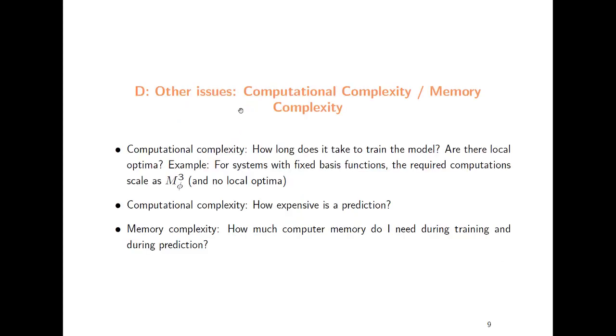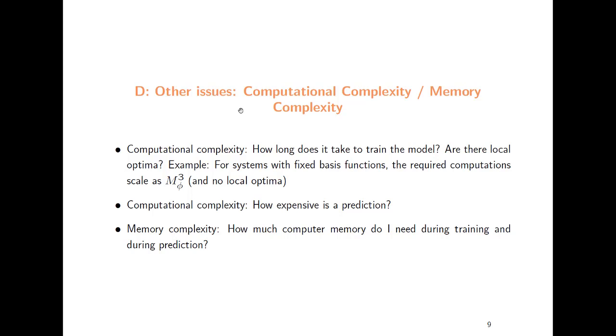And then there are some other issues. Computational complexity, memory complexity. We will not discuss this too much, but for example, how long does it take to train the model? And for systems with fixed basis functions, this is typically on the order of the number of parameters to the power of 3. So we have this cubic dependency.